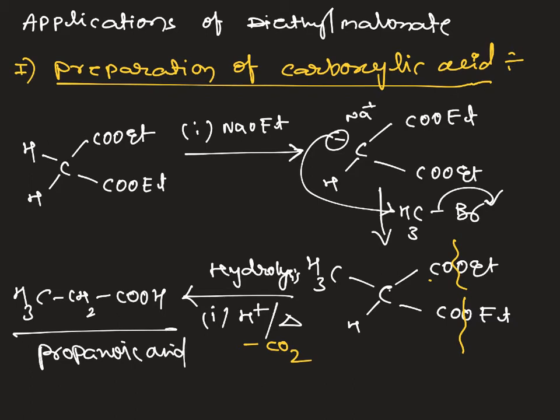So here, this part, the carbon and COOH, is coming from diethyl malonate. If we need a butanoic acid, you have to increase the chain with respect to the alkyl halide. So which member of carboxylic acid we require depends upon that; we have to take different alkyl halides, and in this way we can prepare carboxylic acids.